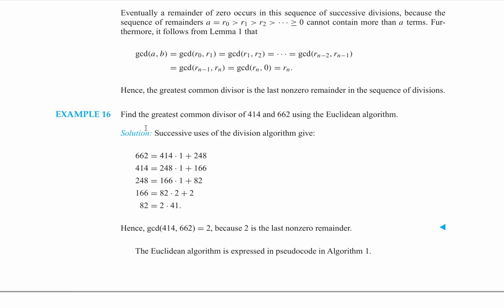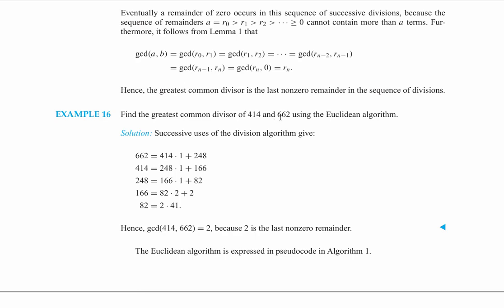So let's do one last example. Find the greatest common divisor of these two bigger numbers, 414 and 662. You can see if you were going to do it using our earlier methods, listing all the divisors could be a lot of work. Even finding the prime factorizations is going to be some work. But for the Euclidean algorithm, you don't need to find any factors.